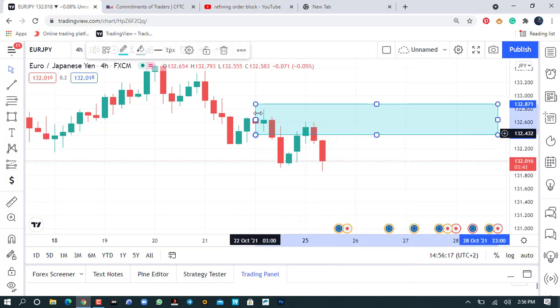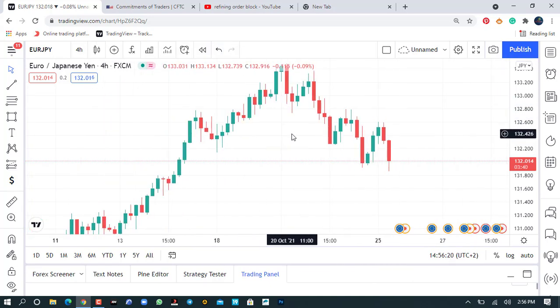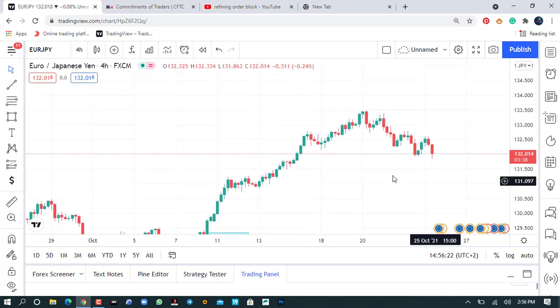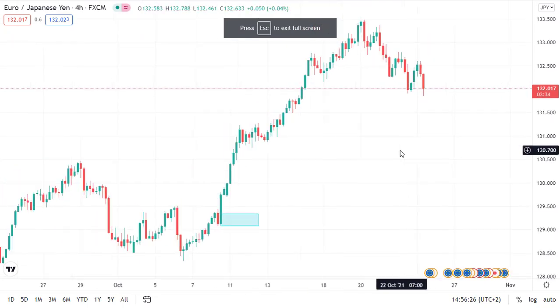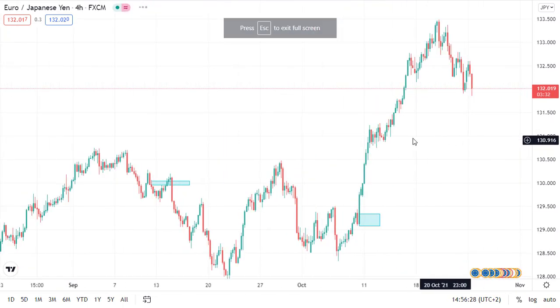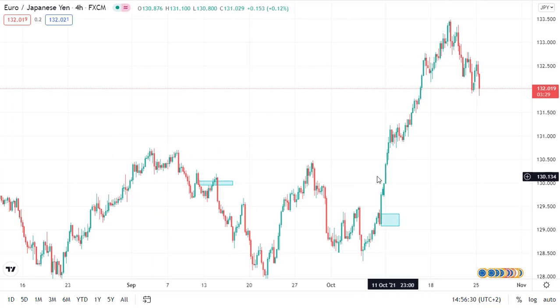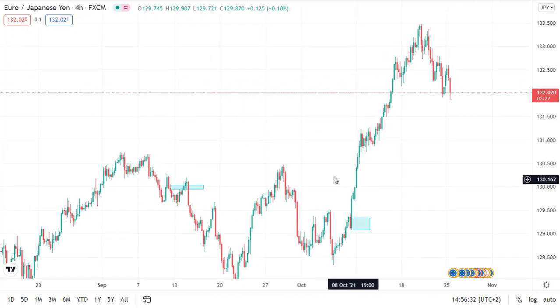What we are going to do here is start from the H4. So this is the H4, and this is EJ, Euro JPY. I'm going to show you how to analyze first. We're going to analyze market structure.